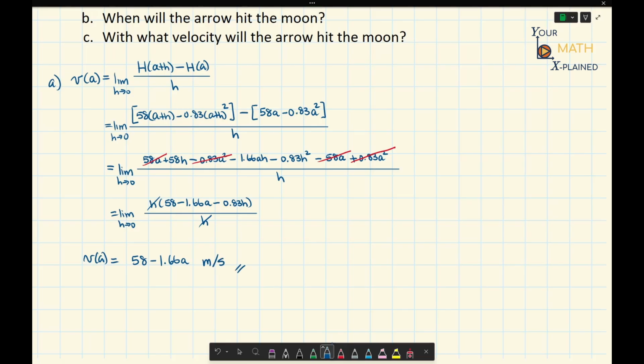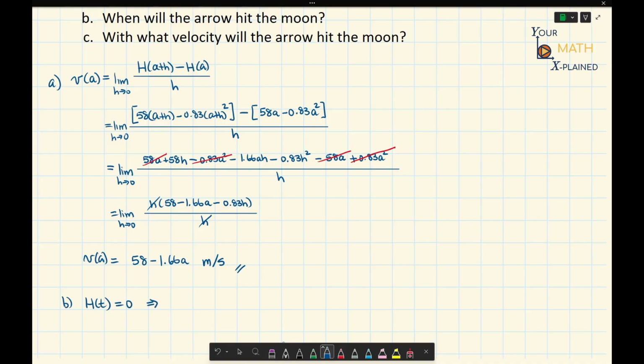Part B is asking, when will the arrow hit the moon? So imagine if you're shooting this arrow up, eventually it's going to fall back down. And when it hits the moon, it is going to have a height of 0. So in other words, for part B, we're just trying to find t when h of t is equal to 0. So we want to solve for t where h of t is equal to 0.